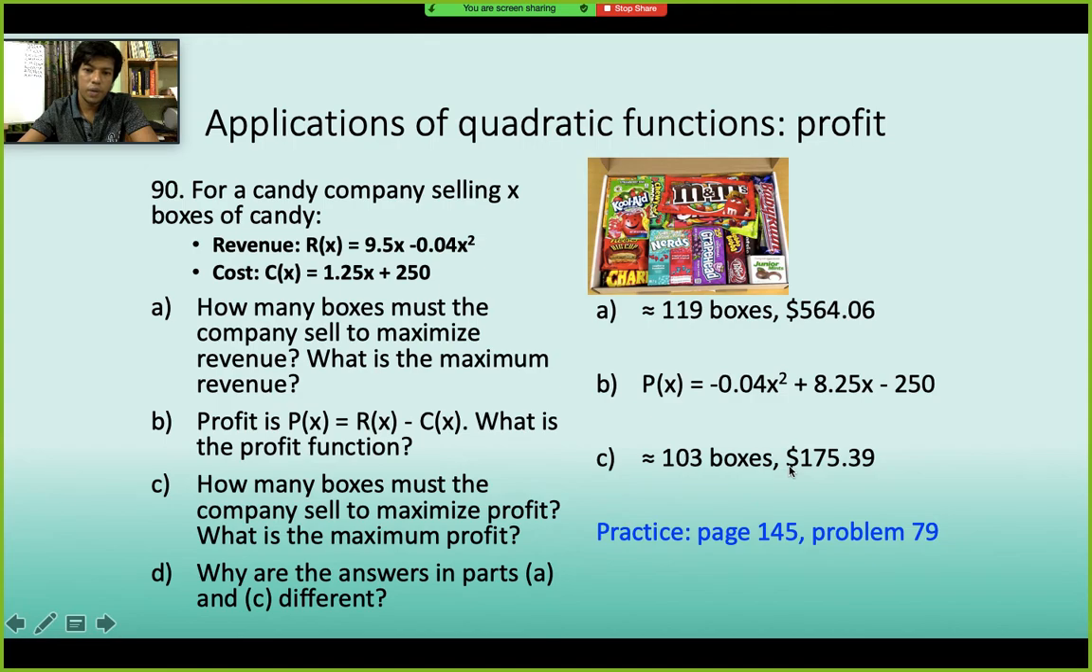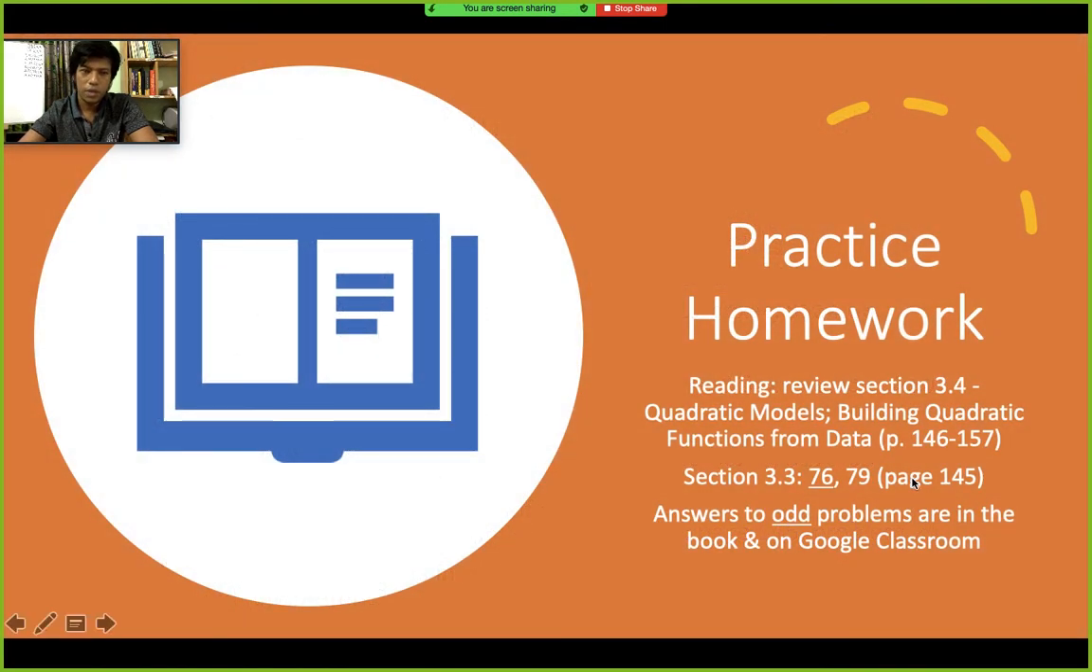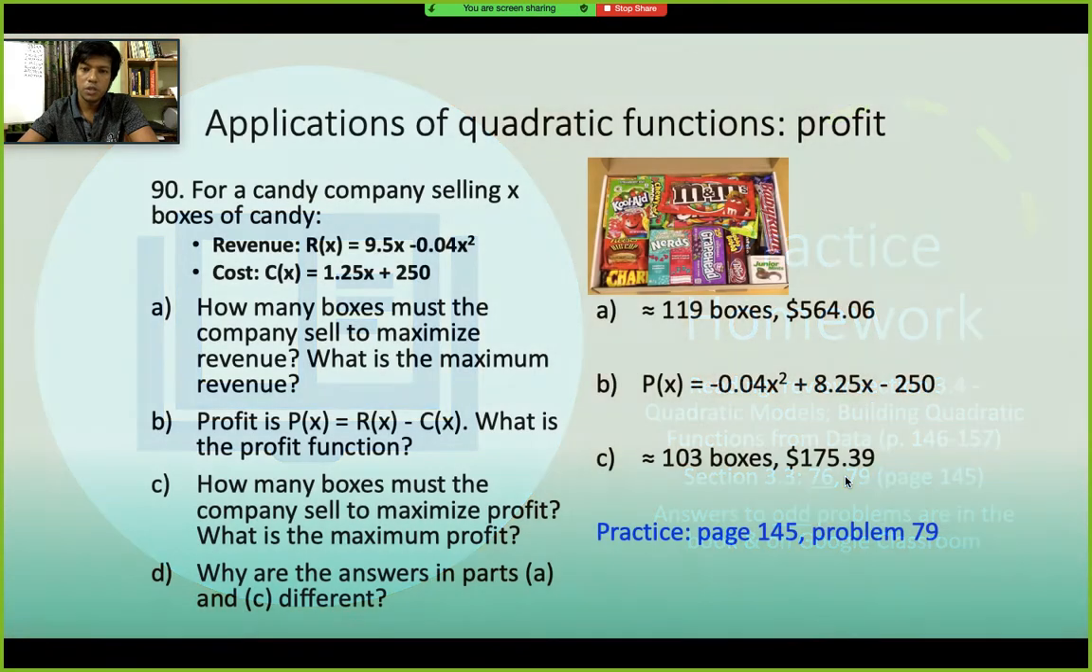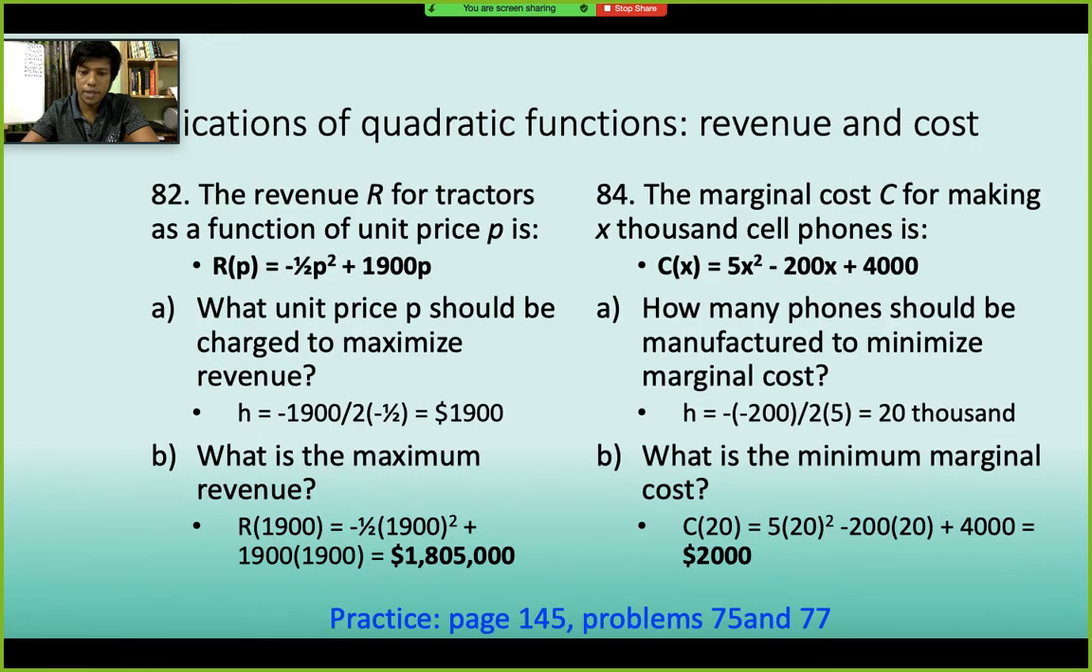So why are they different? They are different because this is revenue, this is profit. That's why. For practice, there is another similar math you will have in the book. This math is this one. And that's the end of today's class slides. We have written some more practice maths if you want: 76, 79 from this page 145, and of course there is another math here. In the previous slide also there are maths. This one, this one. So feel free to practice them.